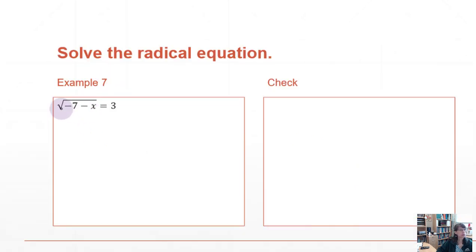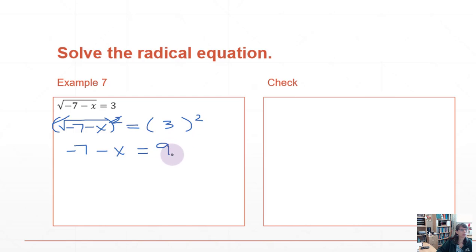In our next example, we have an even root set equal to a positive number. So this one we can't just say no solution, we have to work it out. So to work this out, we're going to take the square of both sides of the equation. So that would be the square of our square root negative 7 minus x equal to the quantity of 3 squared. Squaring will undo the square root, so we end up with negative 7 minus x equals 3 squared, which is 3 times 3, which is 9.